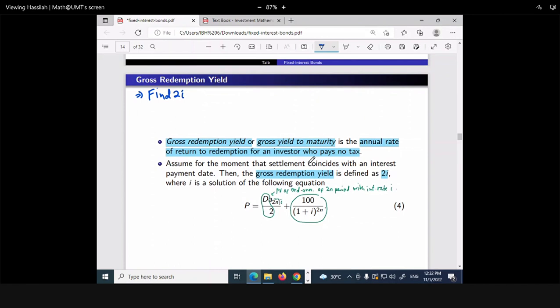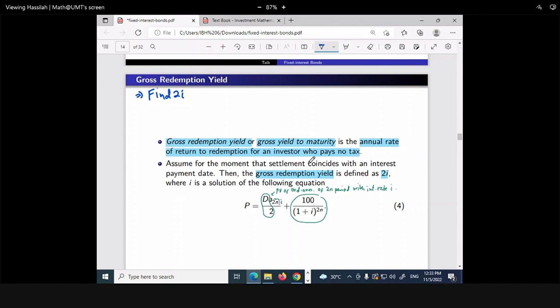Okay, sebab apa dia 2I? Kenapa tak I je? Sebab dia adalah the interest rate is calculated two period in 1 year. That means half year it will given a certain interest rate. Ya betul, sebab interest rate I yang kita pertimbangkan dalam kita punya calculation bond ni adalah I per period.